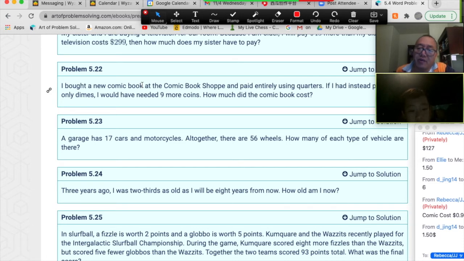The first approach, you solve for the number of quarters. After you got the number of quarters, then you need to convert that number of quarters to cents or dollars. Otherwise, the answer you give, that number, is not exactly what the problem asks you.